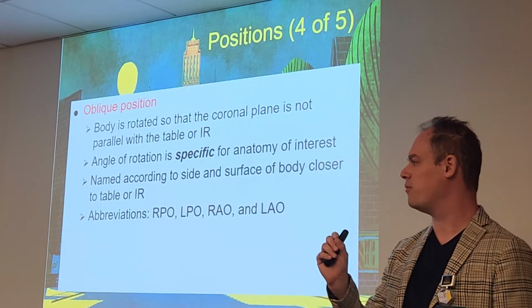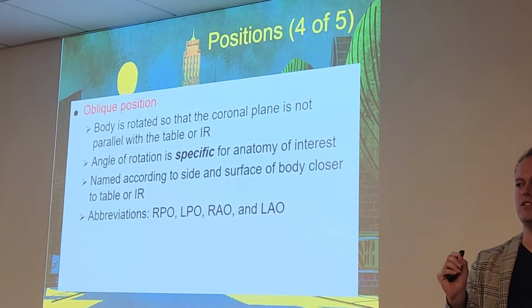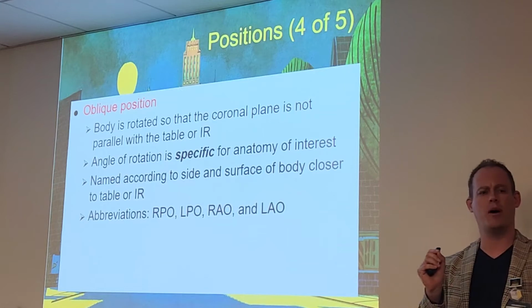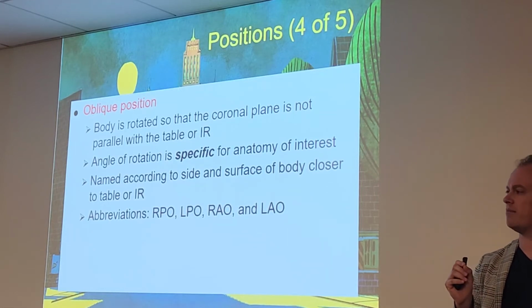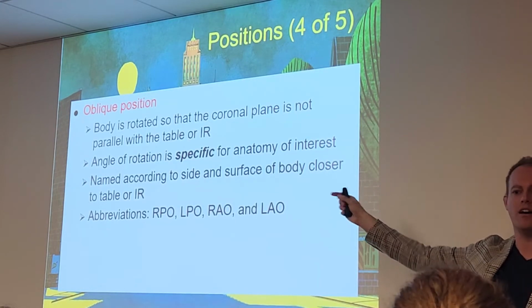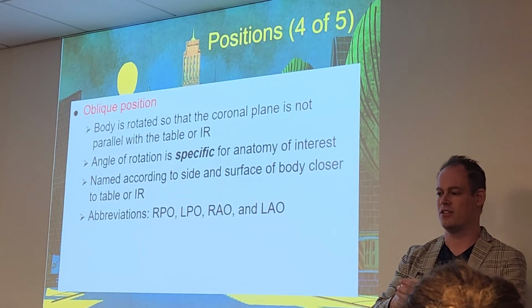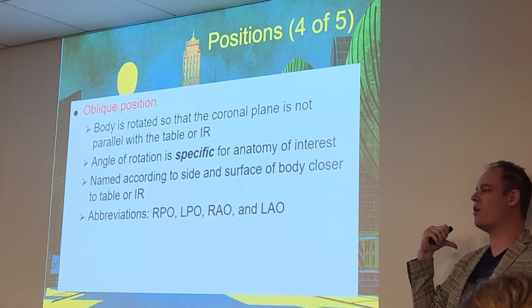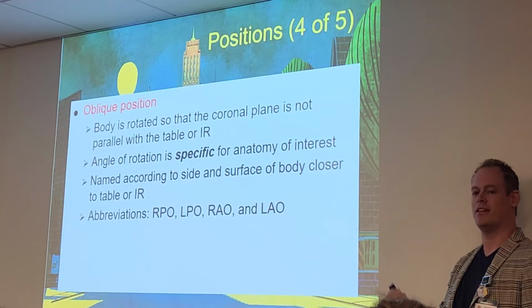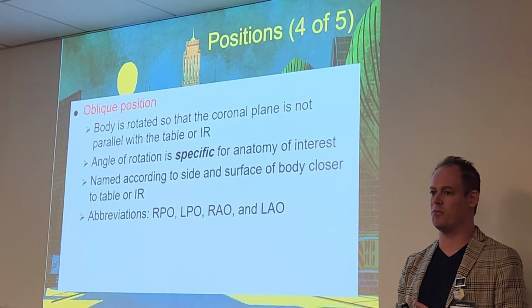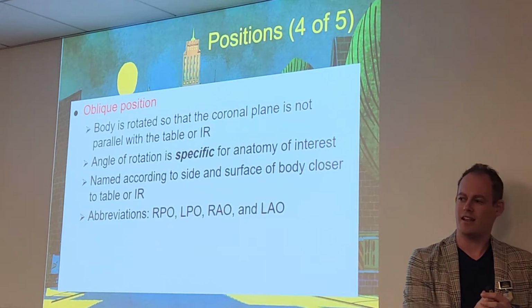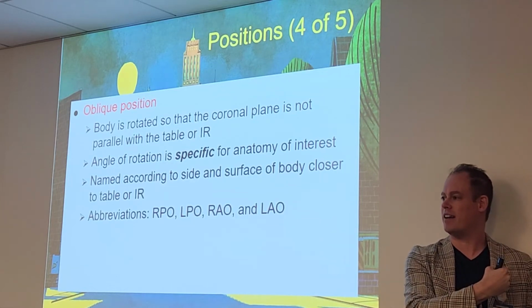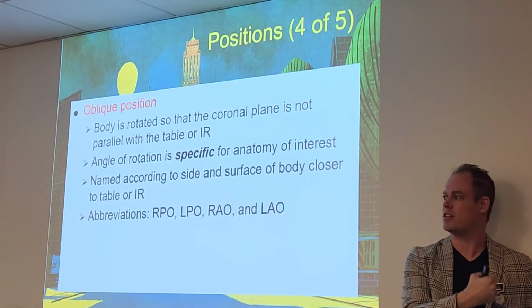Listen closely. Before I show you the pictures, I want you to think to yourself, right posterior oblique. What do you think that means? We're naming it to the surface closest to the IR. Right side, right posterior. Right posterior, right side's touching the IR. LPO, left posterior oblique. What am I doing? Left posterior side touching the IR, whether I'm standing or on the table.